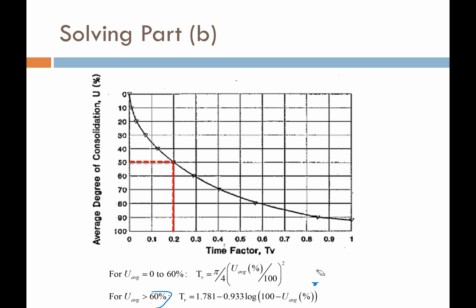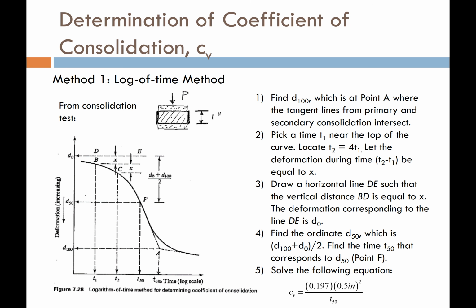Let's just say it like this, though. Use this equation right here if your T sub V factor is less than about 0.3, and use this equation right here if T sub V is greater than 0.3. That's a good rule of thumb. Okay, so that's how we solved those three parts of the problem.